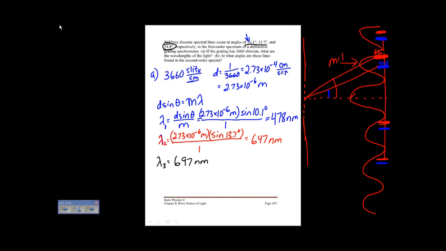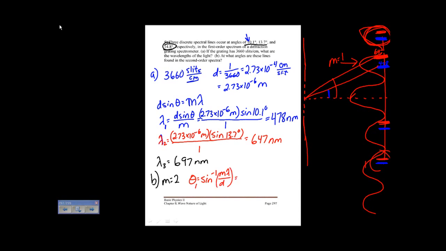Now, it also wants to know in part B, what angles are these lines found in the second order spectrum? So what are these for m equal 2? What are the angles for these guys, here and here, the second order spectrum? And in the lab, when we do a spectrum with a diffraction grating, we'll see the different orders. Okay, so we want to know what is the second order spectrum. I know that theta is the inverse sine of m lambda over d.